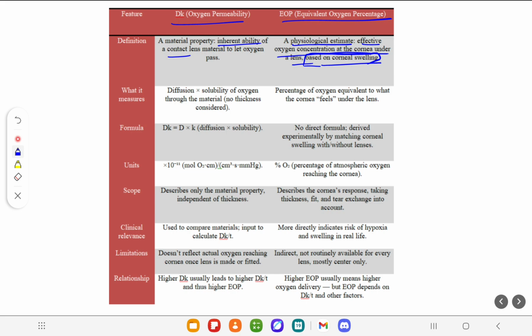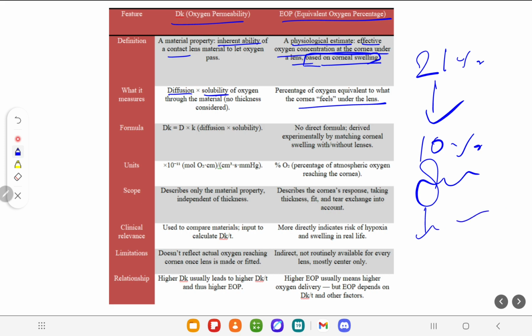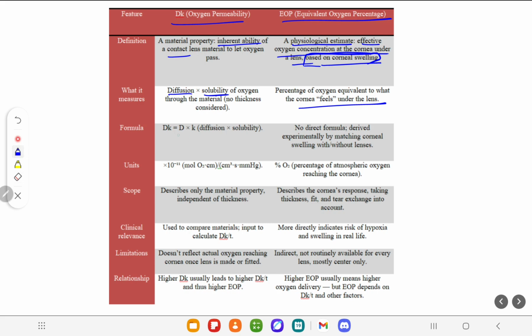What does it measure? Dk measures diffusion and solubility. We have already discussed it. But what EOP measures is the percentage of oxygen equivalent to what the cornea feels under the contact lens. Basically, if from 21 we reduce to 10%, what does the cornea feel? Swelling, yes. Sensitivity reduction, approximately. And there are a lot of things. Prominent corneal nerve, yes. These are the things that the cornea feels, isn't it? The formula for Dk is D into K, we know it. There is no direct formula for EOP; it is derived experimentally by matching corneal swelling with and without lenses. The unit of Dk is 10 to the power minus 11, centimeter square, I have already told you. But the unit of EOP is oxygen percentage, atmospheric oxygen reaching the cornea.